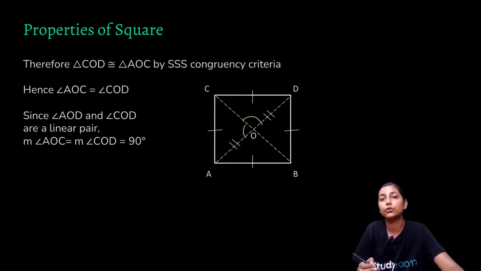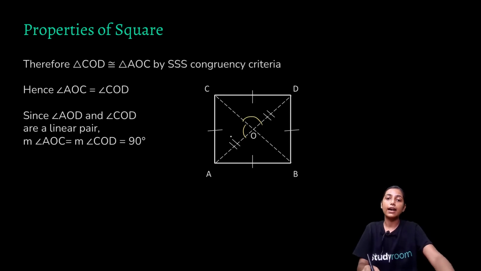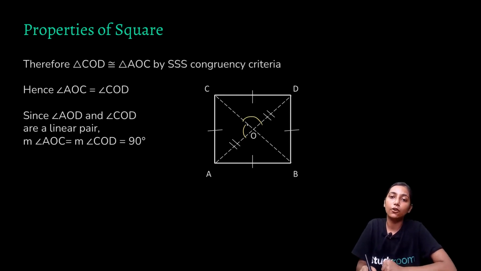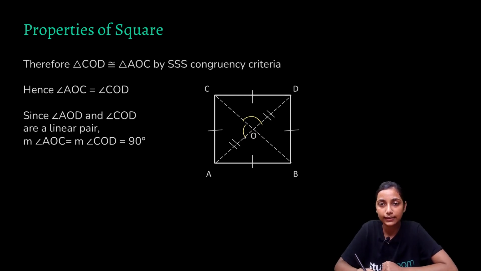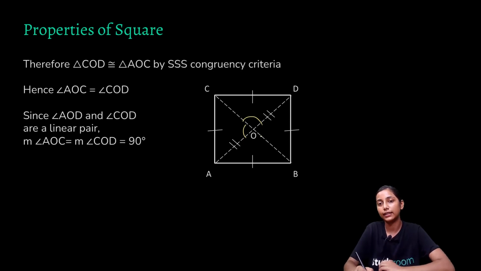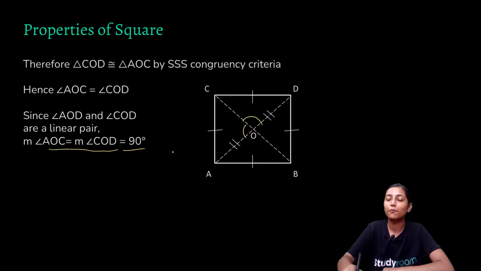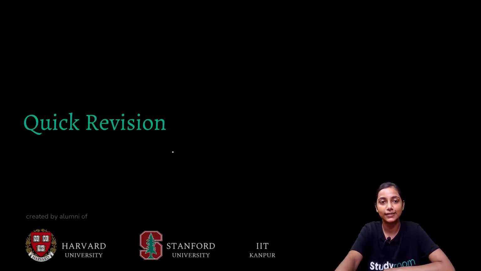At last we need to prove that these are perpendicular, that these are 90 degree right angles. Now you can see that they form a linear pair. That is, their sum is going to be 180 degrees. They are equal and their sum is 180 degrees. So we can directly say this is true only if these two angles are right angles, that is, if they are 90 degrees. So we have proved that the diagonals of a square are perpendicular bisectors.